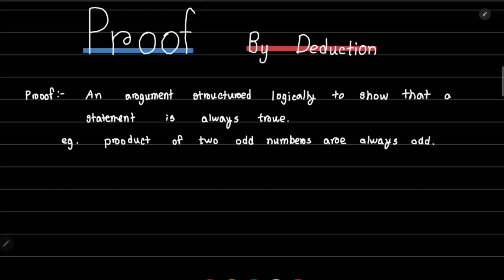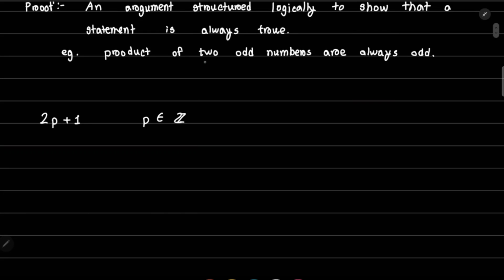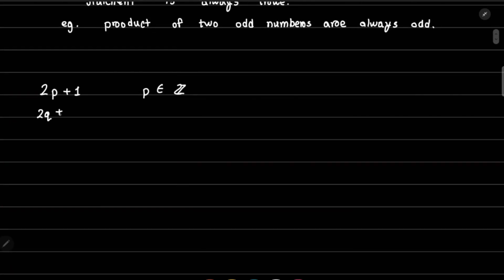So another example of a proof would be to show that the product of two odd numbers is always odd. We'll do that now. So odd numbers can be represented by 2p plus 1, where p is an integer. We have to state our conditions when we are trying to prove something. And the other value, so we need two values. So the other one would be 2q plus 1. 2q must be an even number, so 2q plus 1 is an odd number.